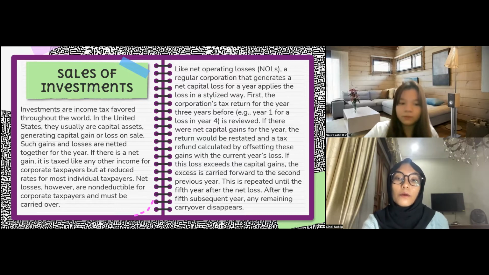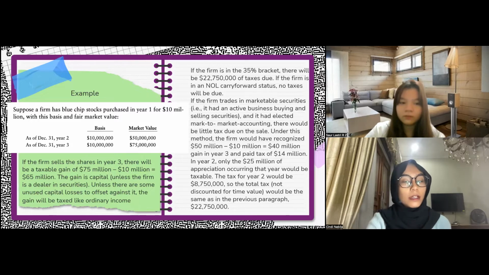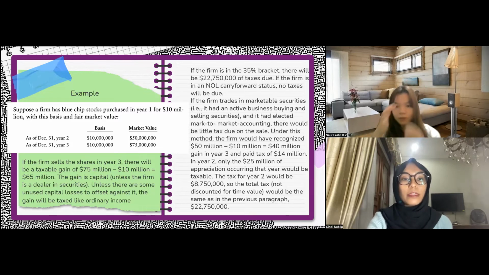Next, we're going into the examples. So here we have the examples. Suppose a firm has blue chip stocks purchased in year one for 10 million with this basis and fair market value.